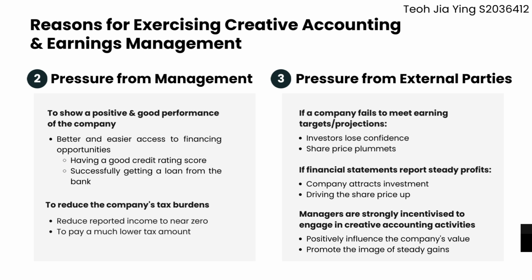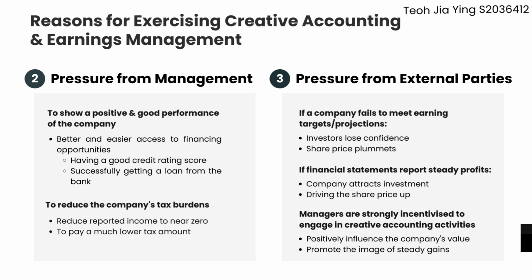The last reason is pressure from external parties. Managers, especially for listed companies, want their financial statements to look good to stakeholders by meeting financial goals and investors' expectations. If a company fails to meet earnings targets or projections, investors lose confidence and the share price plummets. Alternatively, if financial statements report steady profits, the company remains in a strong position to attract investment, thus driving the share price up. Given these implications, managers are strongly incentivized to engage in creative accounting activities so that they can positively influence the company's value and reputation as well as promote the image of steady gains.